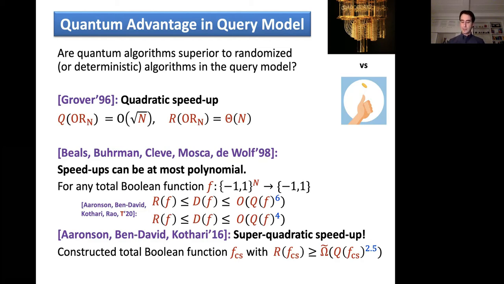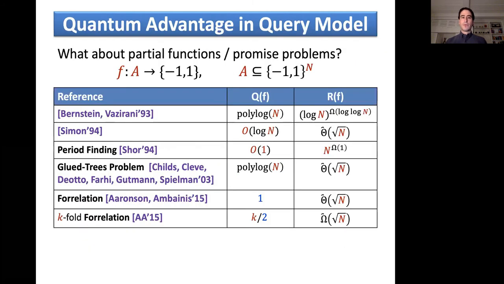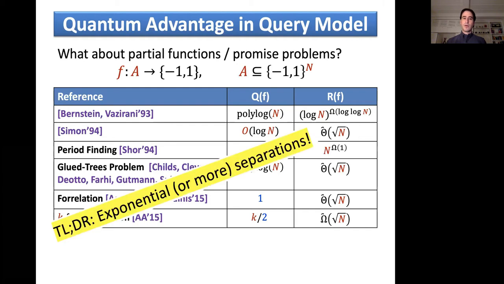So what's the big deal? Well, if we change the game a bit and allow for partial functions or promise problems, then we get superpolynomial and even exponential separations. There are a lot of beautiful results on this slide, but the short summary is that we have exponential or even more separation. By even more, I mean that the quantum query complexity can be constant, whereas the randomized query complexity can be square root n.